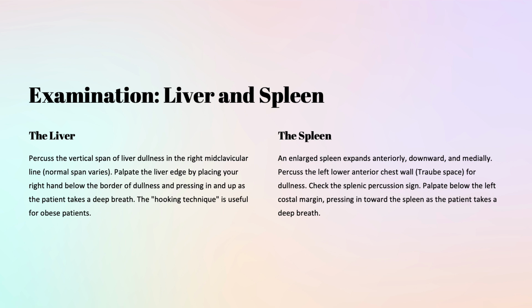Okay. In contrast, for the spleen, you check for it in the left upper quadrant, right? So an enlarged spleen is going to expand anteriorly, downwardly, and medially. So for this, you percuss what's called the Traube space. The Traube space is located in the left lower anterior chest wall, and you need to percuss it for dullness. Okay? You could also check for the splenic percussion sign. Palpate below the left costal margin, pressing in toward the spleen as the patient takes a deep breath.